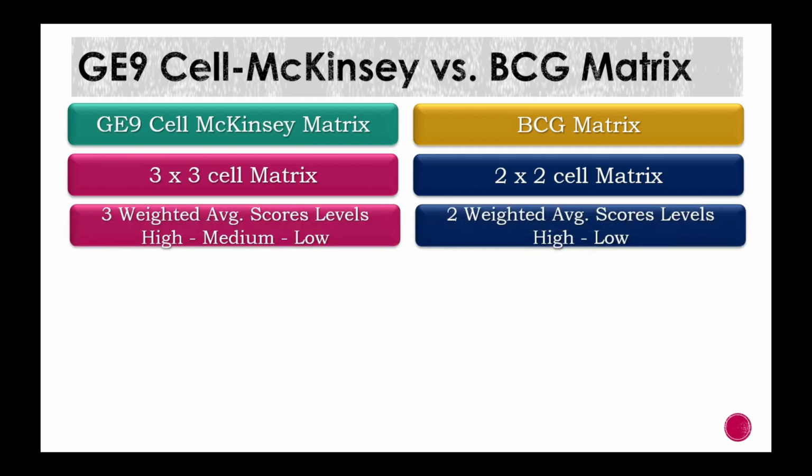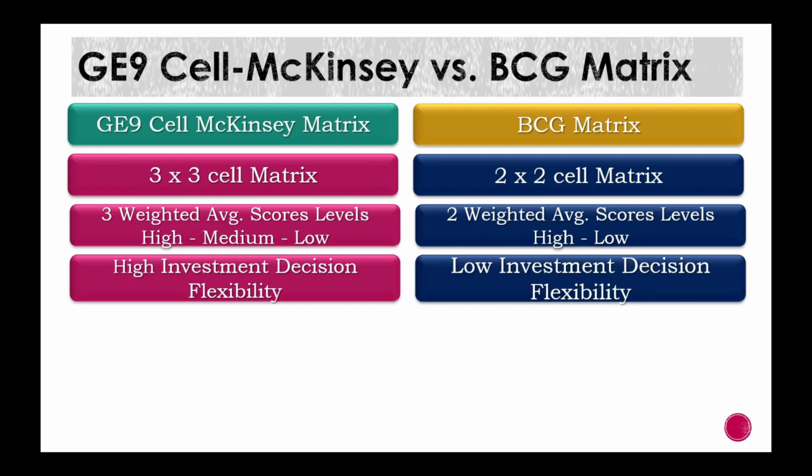BCG Matrix is plotted against 2 weighted average score levels, which are high and low, while GE9 Cell Matrix considers 3 weighted average score levels, which are high, medium, and low. Simplicity of BCG Matrix is beneficial for companies with straightforward, simple portfolios, but it might not be useful for complex businesses. While GE9 Cell Matrix offers more flexibility with 9 cells and more criteria, allowing businesses to make varied decisions on a broader range of strategic options.